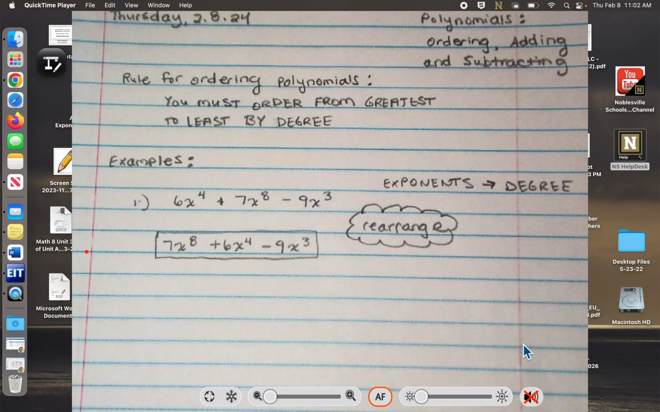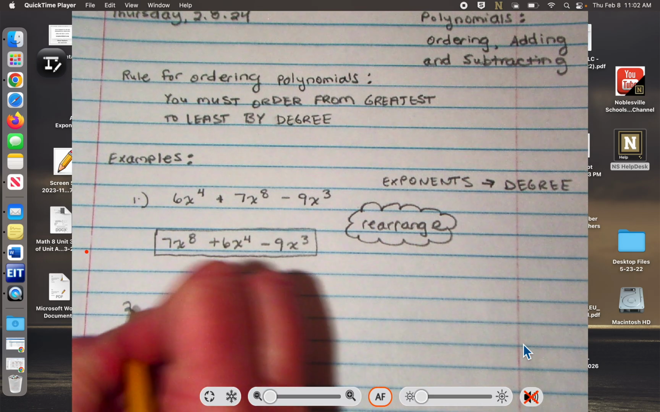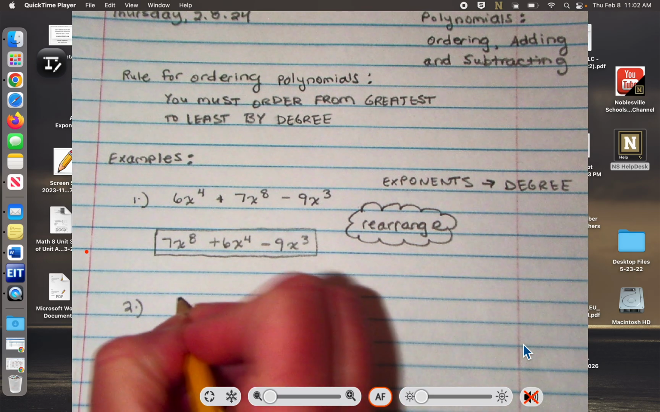Wait, is this the answer? This is our answer. Wait, what? We are ordering. Right now we're just ordering. This is the first part of our notes. Ordering, and then we'll get to adding and subtracting. Okay? Let's do another one.